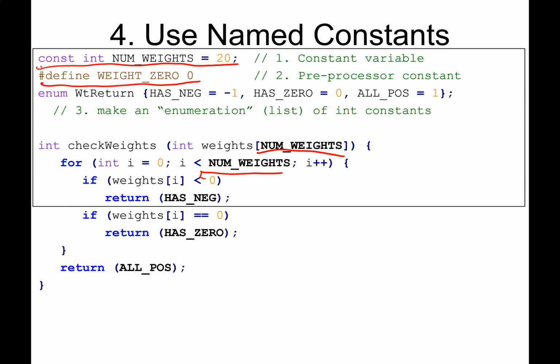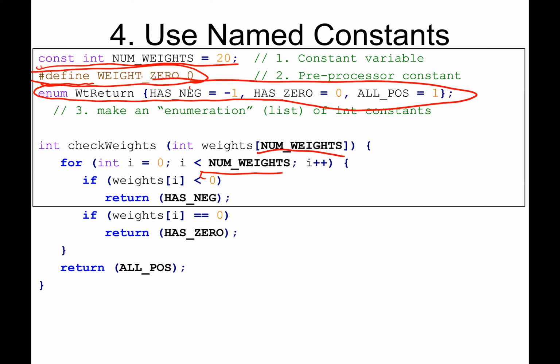I can also define some other constants in a couple of different ways. This is called a preprocessor constant. It's one way to make a constant in C++. Here's another way: I declare what's called an enumerated type. Okay, if you guys can quiet down, I would appreciate it.